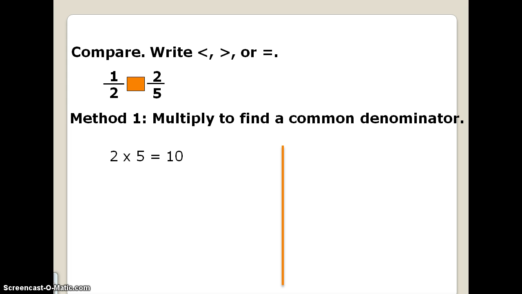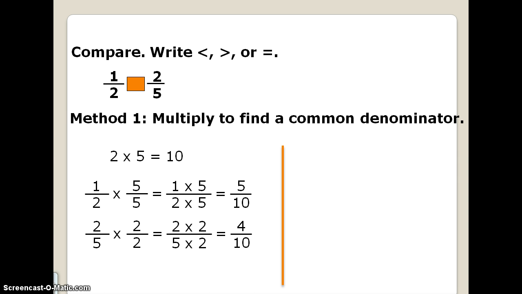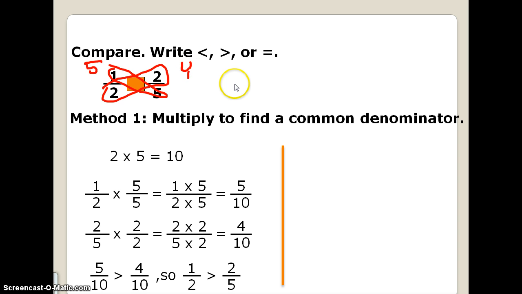So let's find a common denominator. 2 times 5 is 10, so 10 works. And we get 5/10 and 4/10. Now if we were to do that cross product, we would have 1 times 5 is 5, and 2 times 2 is 4. Then we'd be comparing 5 to 4, and 5 is greater than 4.